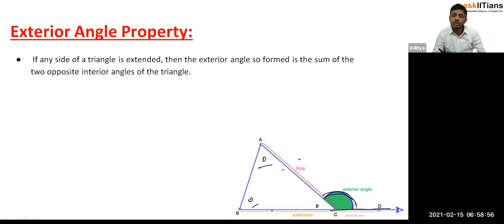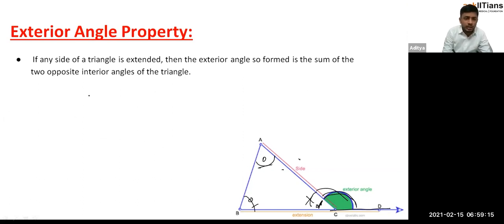These two are the opposite interior angles, because this angle is adjacent only now. So this can't be treated as an opposite interior angle. This is adjacent. Both of these are adjacent angles. So the sum of these opposite interior angles would give us the exterior angle. How can we prove this?